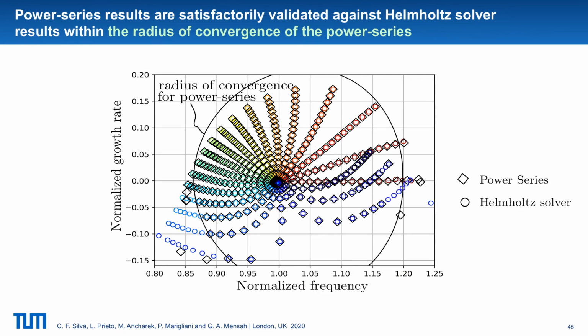Now that we have the radius of convergence, we want to know if all these calculations make some sense. So we had to solve a Helmholtz solver for every single point for validation purposes. We see that there is a very good agreement between the power series and the Helmholtz solver within this radius of convergence. As expected, outside it, the accuracy of the power series is lost.